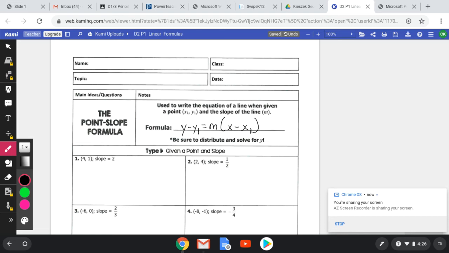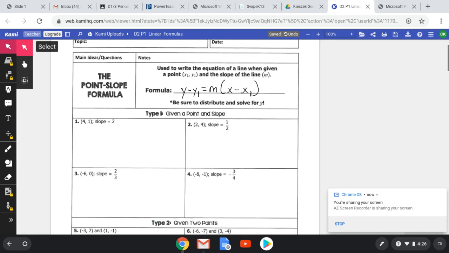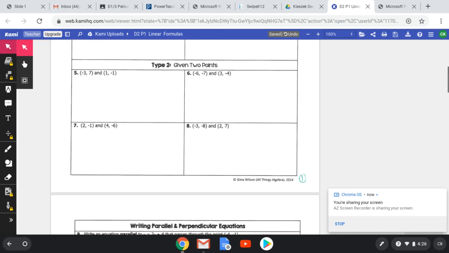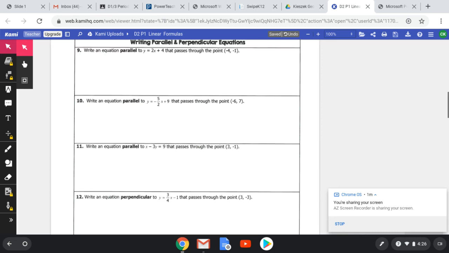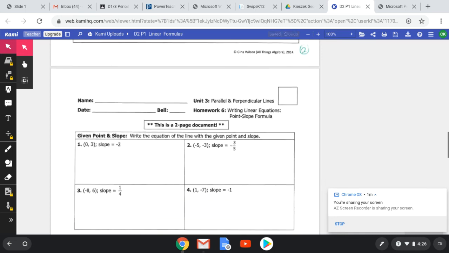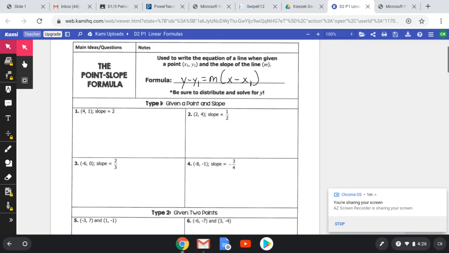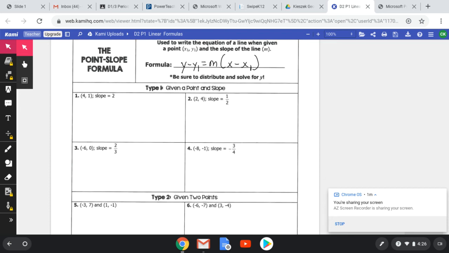So how do I do that, you ask? Well, we're going to look at a couple problems from each section, type 1, type 2, and then we're going to look at writing equations that are parallel or perpendicular to equations and lines that are given here, and then give you some homework problems. So for the first type, given a point and a slope.